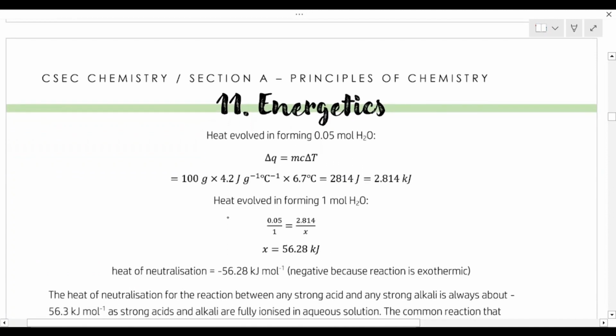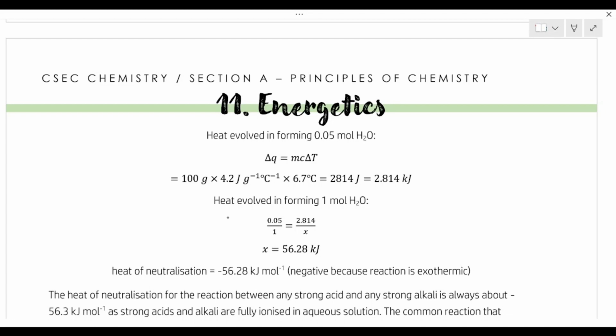Now, the heat involved in forming 0.05 moles of water is going to be 100 grams times the 4.2 joules per gram per degree Celsius times the 6.7, which gives you 2,840 joules. The heat evolved in forming 1 mole of H2O then is going to be 2.814 divided by 0.05, which gives you 56.28 kilojoules.